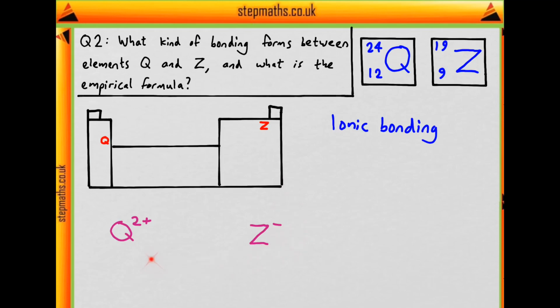So what's left to do? If we put these together, the empirical formula of the ionic compound, what's it going to be? QZ2. So 2 Z's for every Q to make a neutral charge. So our answer corresponds to C on the question paper.